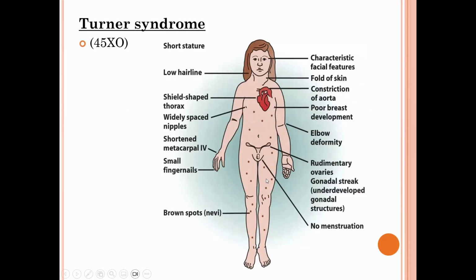What can be the features of Turner syndrome? You can start from above. First thing, there will be short stature, there will be low hairline, characteristic facial features will be there, constriction of aorta will be there, poor breast development will be there, there will be elbow deformity, ovaries will be rudimentary, so underdeveloped gonadal structure will be there, no maturation will be there, nevi will be there on the body, brown, nevi means brown spots, small fingernails will be there, shortened metacarpal will be there, and widely spaced nipples will be there, and shield shaped thorax will be there.